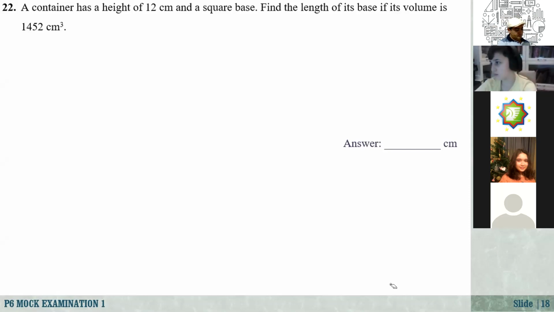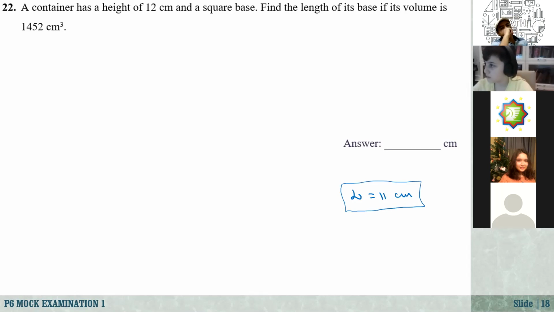Can I answer? Yes. The length is 11. Who are you? Nargis, is it you? Ülker. So the length is equal to 11 centimeters. Ulker, your answer is correct. Can you tell me how you got this answer?